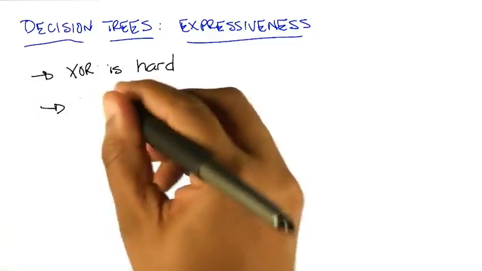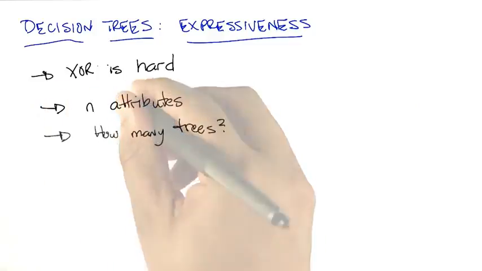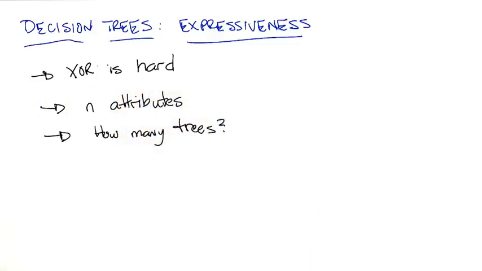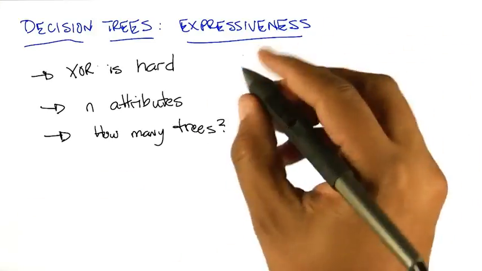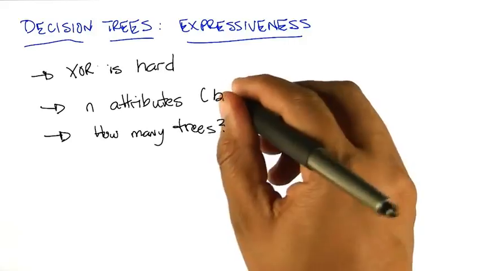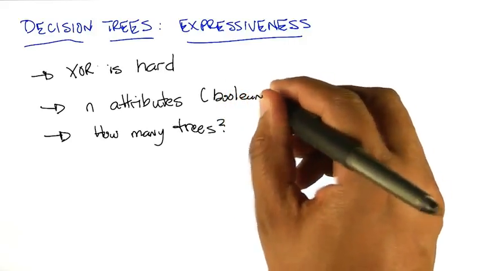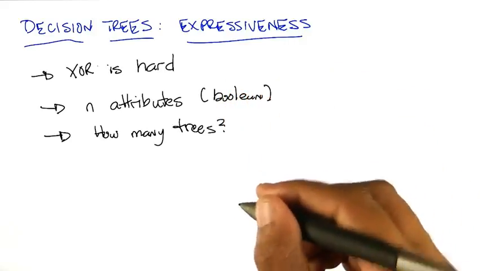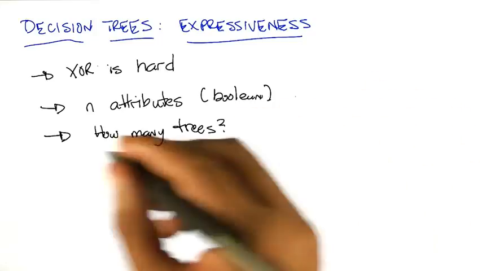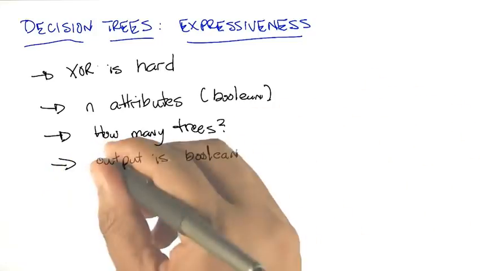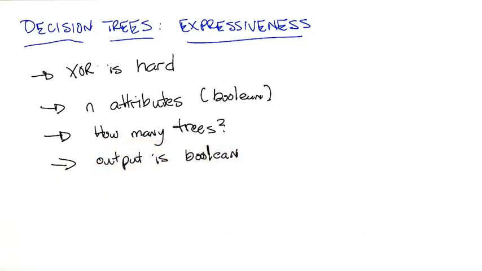Let's imagine that we once again have n attributes. Here's my question to you, Michael. How many decision trees are there? And look, I'm going to make it easy for you, Michael. They're not just attributes, they're Boolean attributes. And they're not just Boolean attributes, but the output is also Boolean. Got it? Sure. But how many trees?